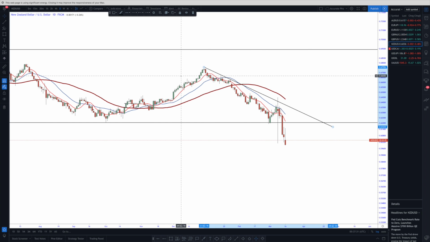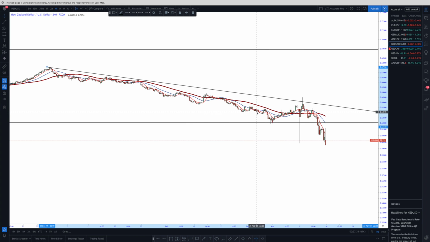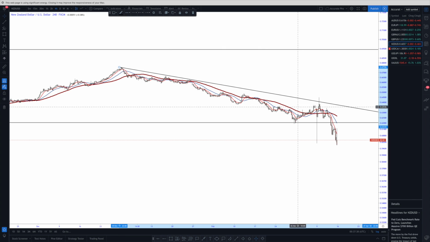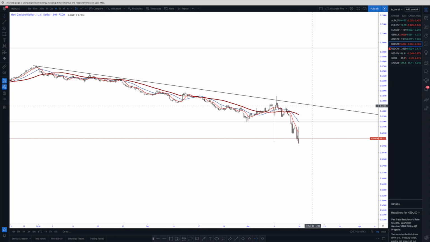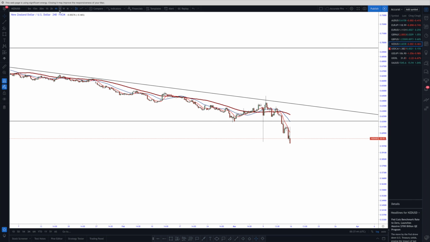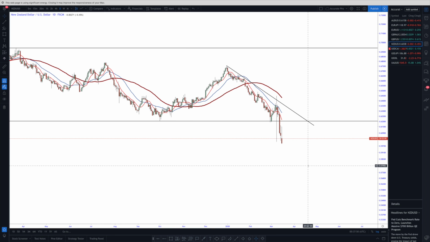Not really going to trade this pair this week. Like I said, if it reacts off my descending trend line, then yeah, I'll probably look to go short again. But at the moment, I'm not going to get any trade on this pair. It's down at this level, which I don't really like. So let's move on to USD CAD.